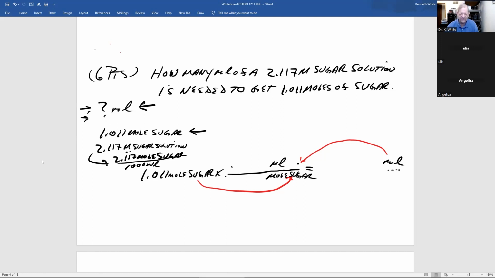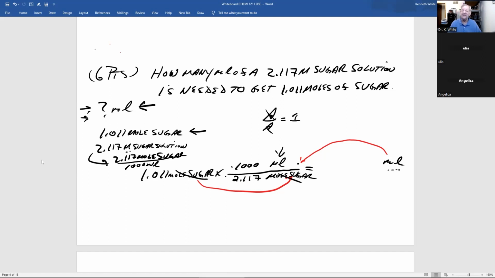And therefore, I put in 2.117 moles of sugar per 1,000 milliliters. Notice moles of sugar divided by moles of sugar cancel out because anything divided by itself is the number one. I'm left with milliliters, which is what I want.